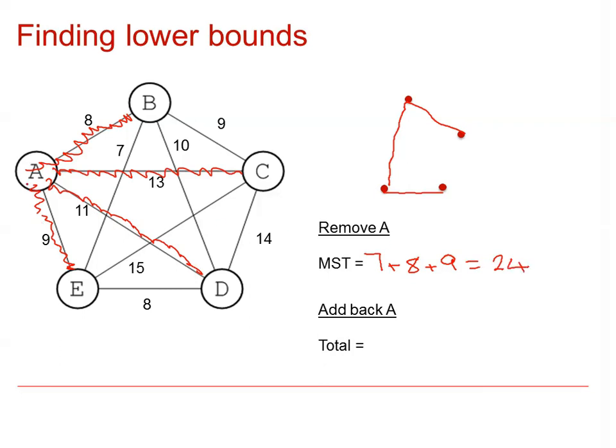We then want to take vertex A and add it to our residual minimum spanning tree, and we do this using its two arcs of least value. So in this case it would be A to B and A to E, because they have values of 8 and 9 as opposed to 11 and 13. So A to B and A to E, which makes our total for the lower bound 41.